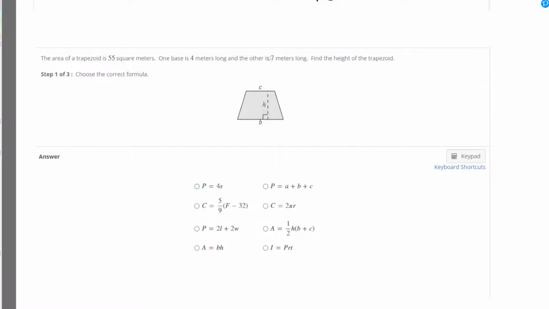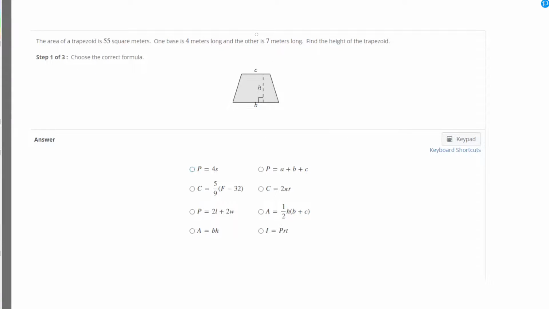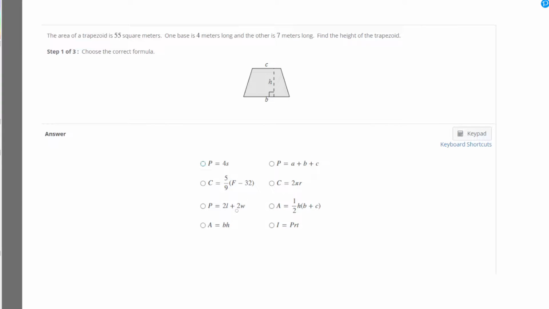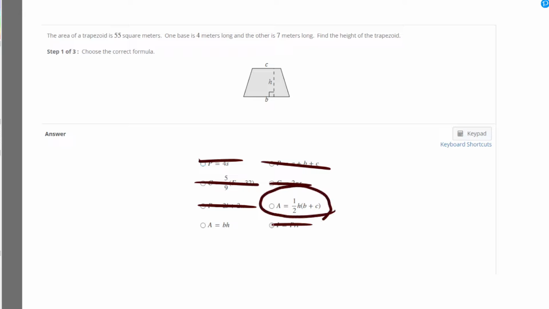This one is telling us the area of a trapezoid is 55 square meters. One base is 4 meters long and the other is 7 meters long. Find the height of the trapezoid. This one is asking us to choose the correct formula. A equals base times height would be for a parallelogram. A equals 1/2 height times (b plus c) is going to be our correct answer for the trapezoid. So we don't need that one.